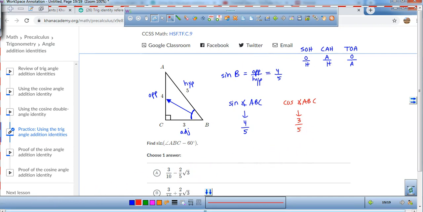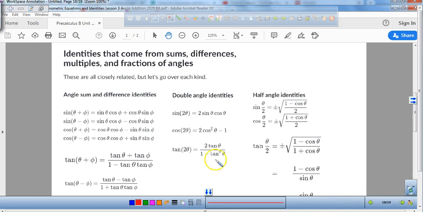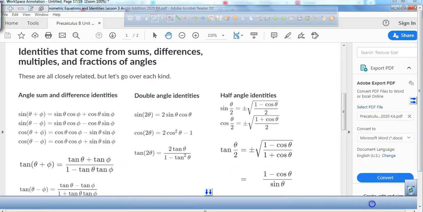Alright, so I'm going to go over to my little identity chart right here, and I'm going to use the sine of theta minus phi, this right here, except I'm going to change this to x and y. I'm going to write it in terms of x and y instead of theta and phi.